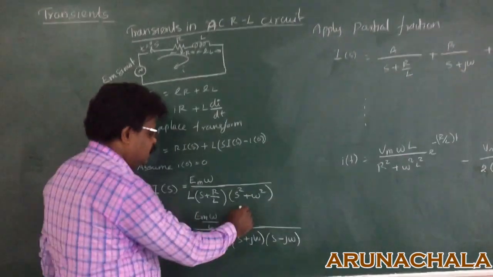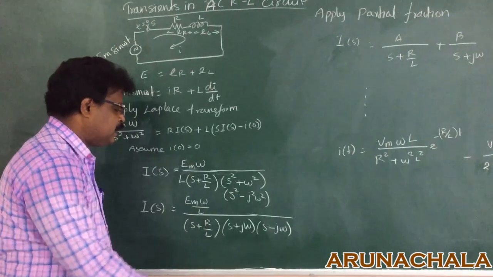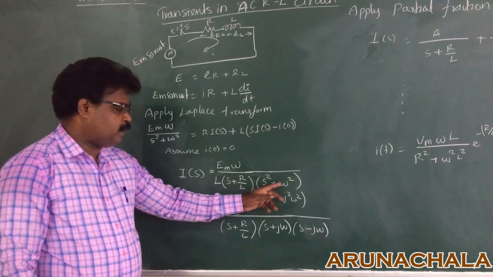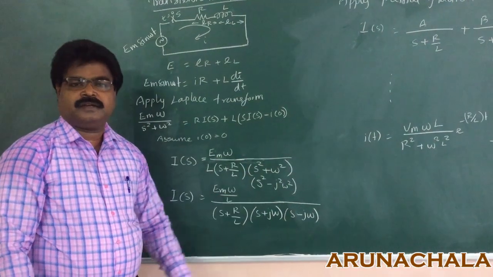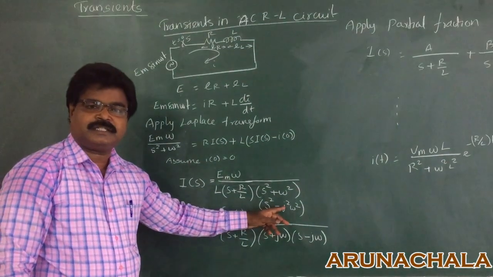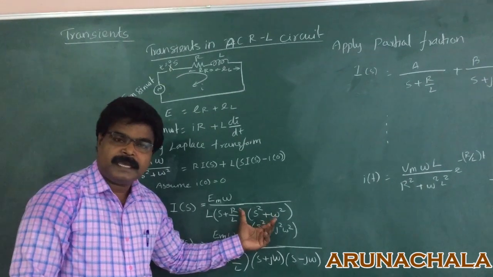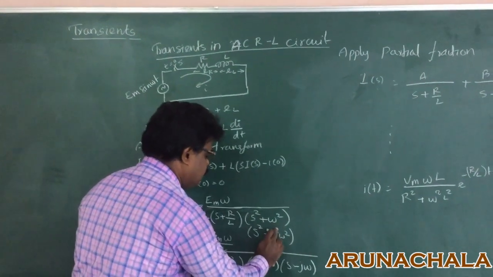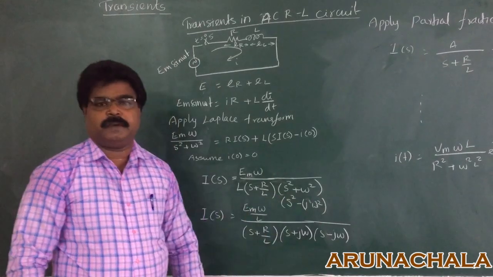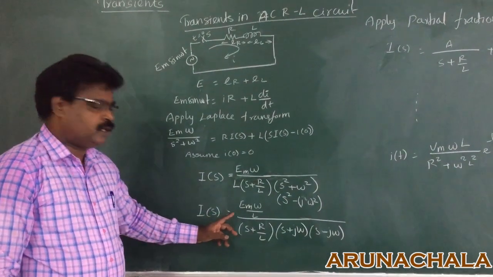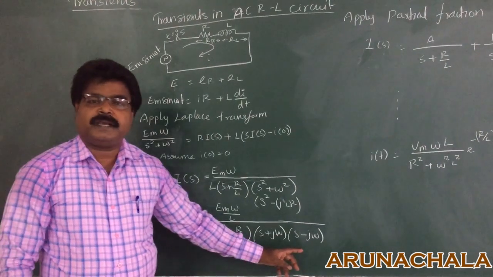What is the form of S square plus omega square? It can be written as S square minus j square omega square, since j square is equal to minus 1, so minus becomes plus. So this is not of the form A plus B the whole square, it is of the form A square minus B square, which can be written as S square minus (j omega) square. A square minus B square is (A plus B) into (A minus B). So I of S is equal to Em omega by L divided by (S plus R by L)(S plus j omega)(S minus j omega).